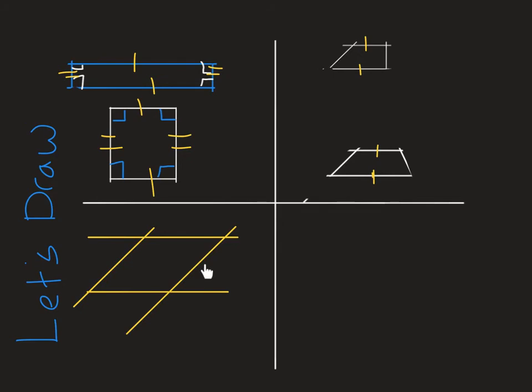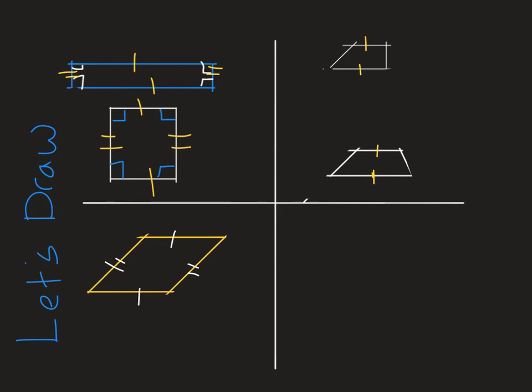Here I've drawn what is known as a parallelogram. It is also known as a rhombus. This one is known as a rhombus. A rhombus has four sides that are exactly the same length, just like a square, and it has two sets of parallel lines. These two lines will never touch, and these two lines will never touch.